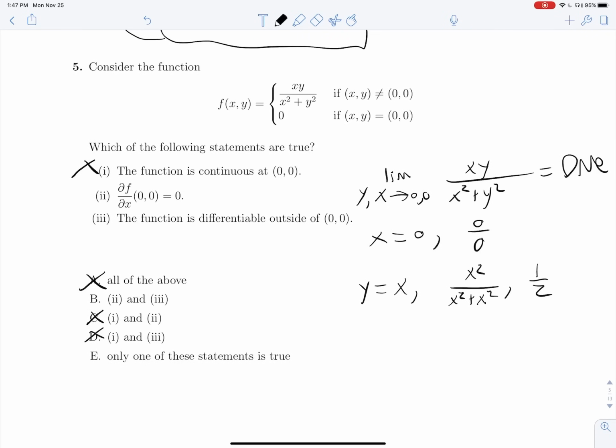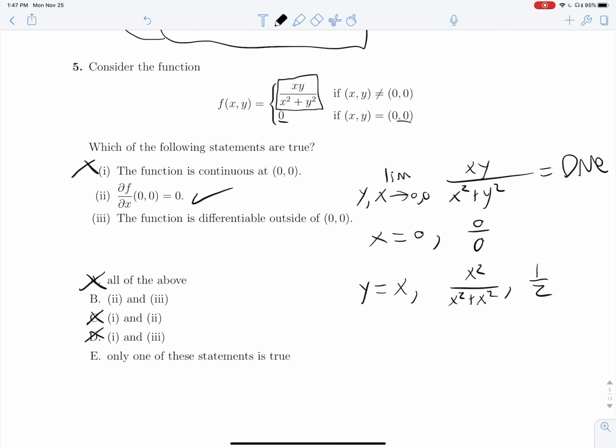But I do know that all this is really saying, the only condition that we need for this partial derivative to be 0 is for it to be defined at (0, 0), which it is, and the partial derivative of 0 with respect to x is definitely 0. So this is true.